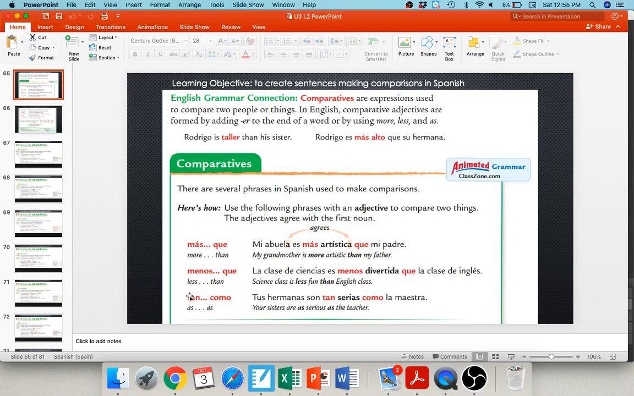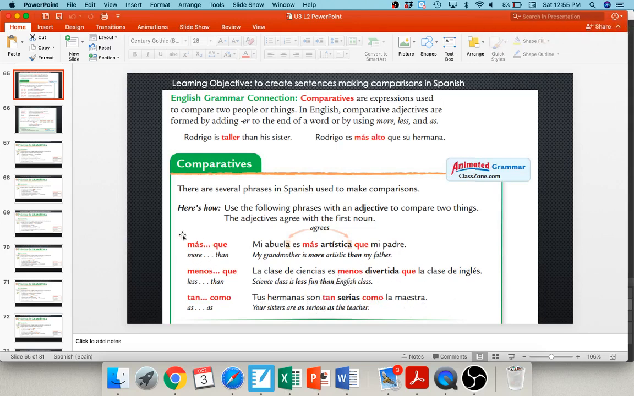And our last one, tan blank como, as blank as. Notice it does not use que. Que means than, and como means as. So make sure you know the difference. The only one that uses como is tan or tanto. So starting with tan here. Tus hermanas, your sisters, son tan serias como la maestra. So your sisters are as serious as the teacher. Tan serias como. Notice serias, in this case, is feminine plural, because it agreed back over here with tus hermanas, your sisters. So tus hermanas son tan serias como la maestra, as serious as.